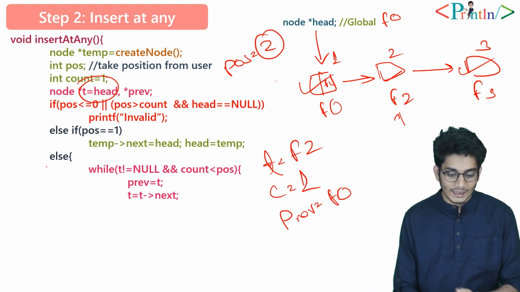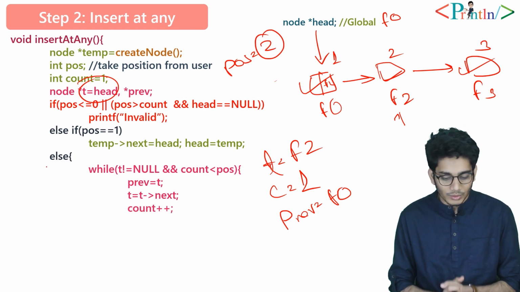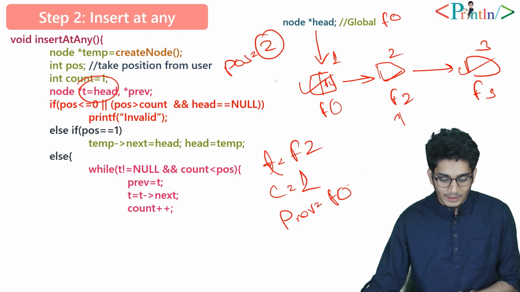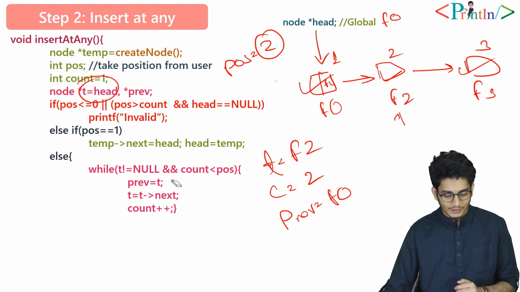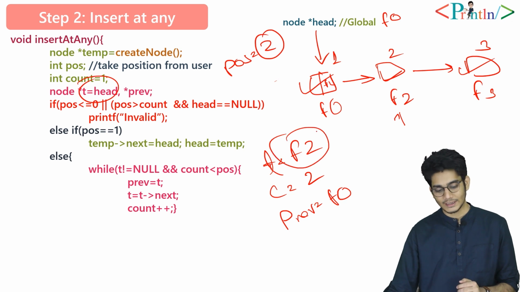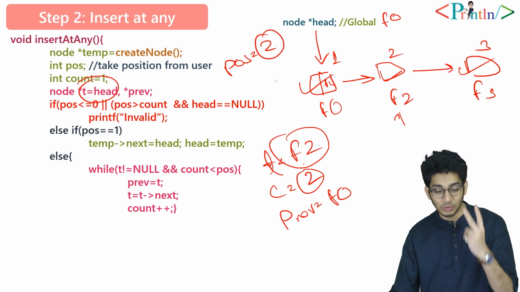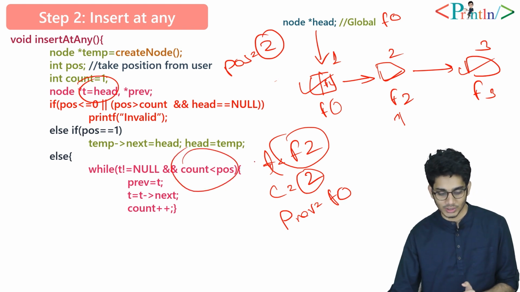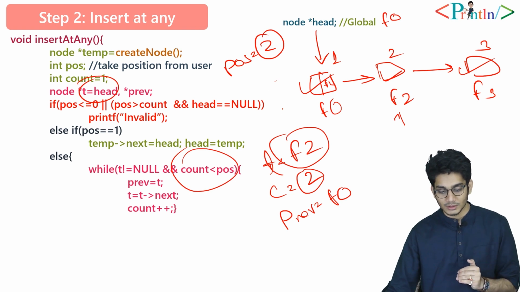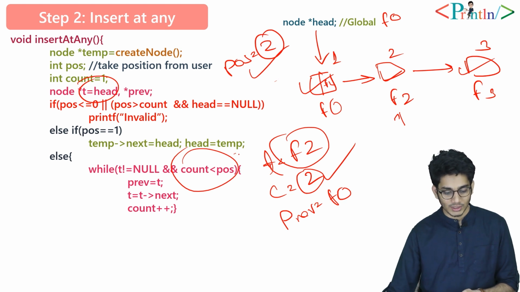Then we'll increment our counter. Now what is the value of counter? That is 1. Now it will be 2. Now we'll again check this thing. What is the value of t? The value of t is f2, but what is the value of count? The value of count is 2. So we cannot satisfy this portion, that is, count is not less than position. What is the value of position? That is 2. What is the value of count? That is 2. So this portion won't be satisfied. It means we'll terminate this loop.